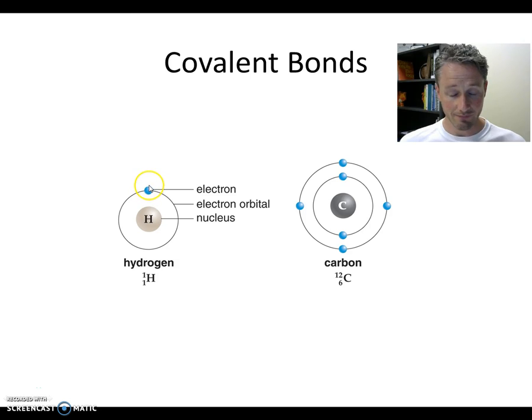Again, hydrogen has just the 1 electron in its shell. It would like to have 2. Over here, carbon has these 4 electrons in its outermost shell. Remember, that shell can hold up to 8. So carbon would like to obtain 4 more electrons. And the way carbon could do that is by sharing electrons with hydrogen, 4 different hydrogen atoms.